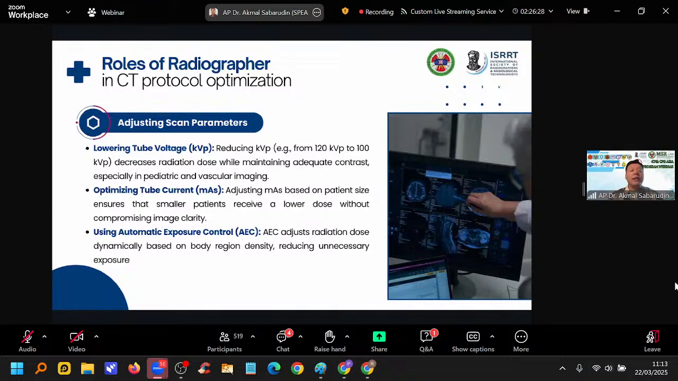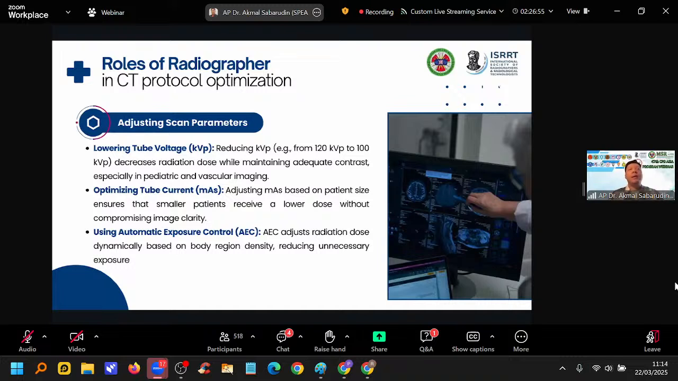Okay, so for example, first is lowering tube voltage, kVp. Reducing kVp from 120 to 100 kVp definitely gives a significant impact to the patient in terms of radiation dose and radiation safety. So it decreases radiation dose while maintaining adequate contrast, especially in pediatric and vascular imaging. So there will be no more 120 kVp for pediatrics.